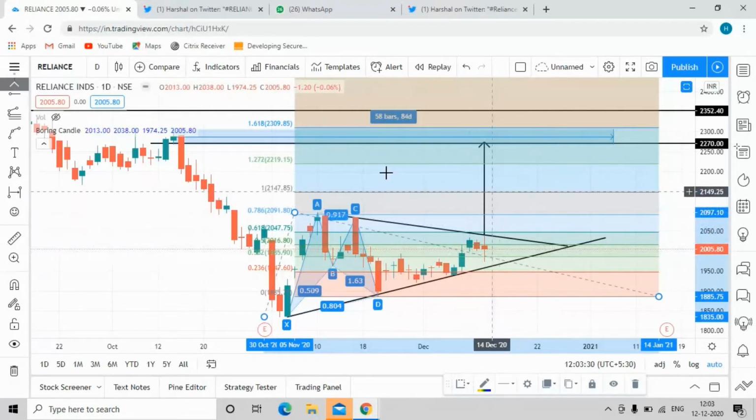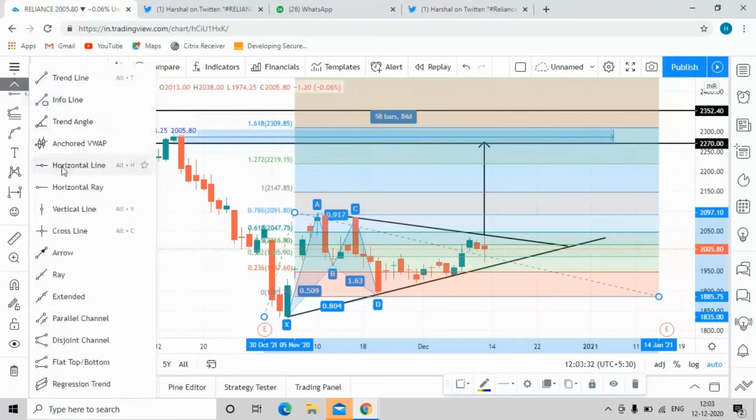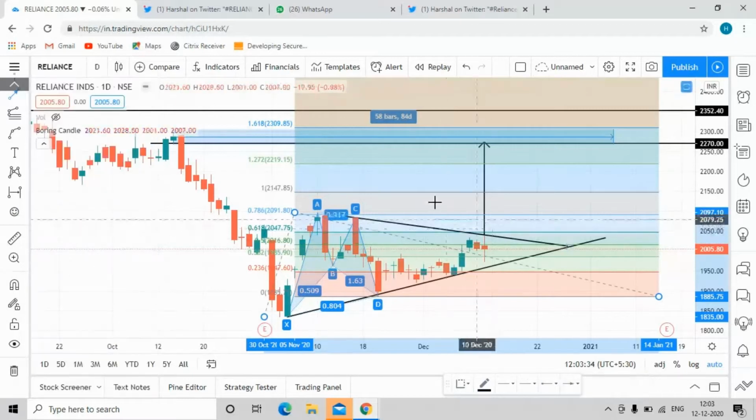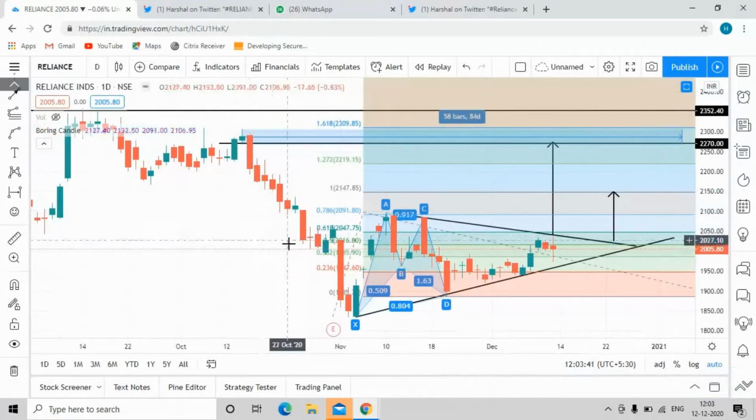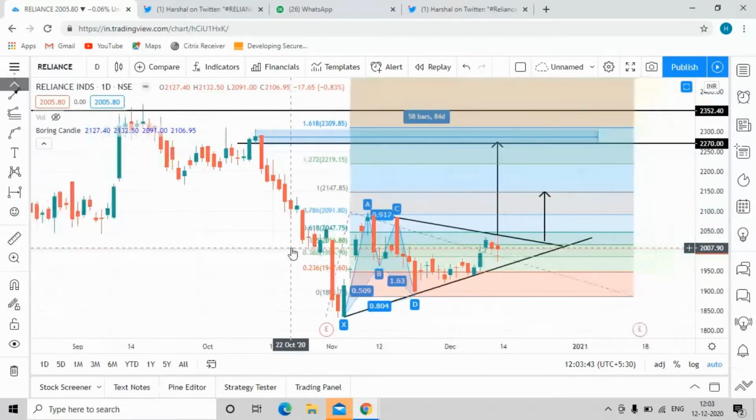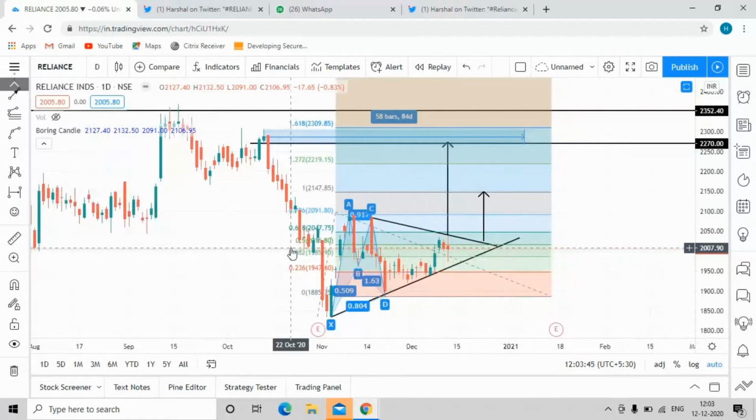Again, this is the first target which I'm expecting, somewhere around here, 2217. You can take this, right? And this is what I'm expecting from Reliance. As of now, it is still looking bullish.